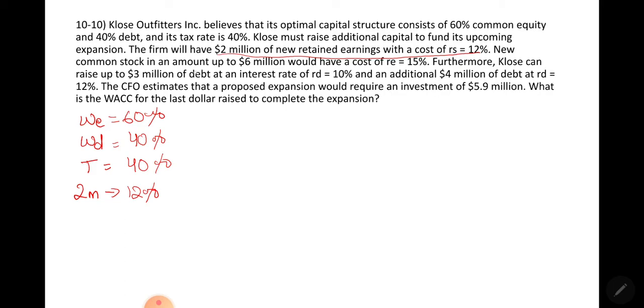New common stock in an amount of up to 6 million would have a cost of 15%. So 6 million additional can be raised but at a cost of 15%. This is the cost of equity. Furthermore, Close can raise up to 3 million of debt at an interest rate of 10%. So 3 million of debt can be raised at a cost of 10%.